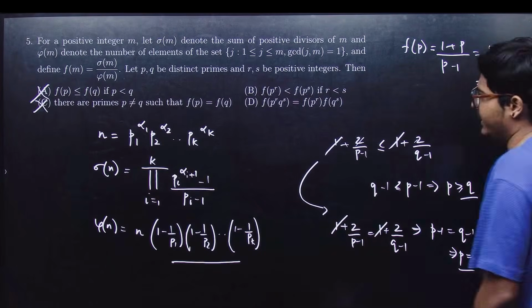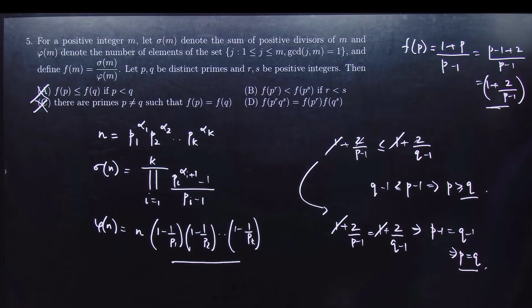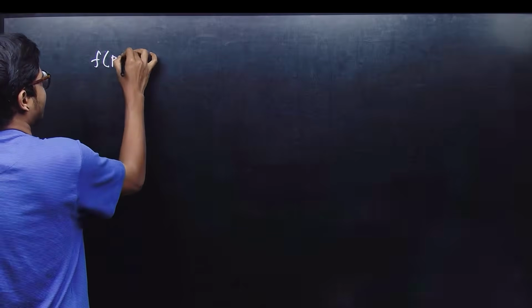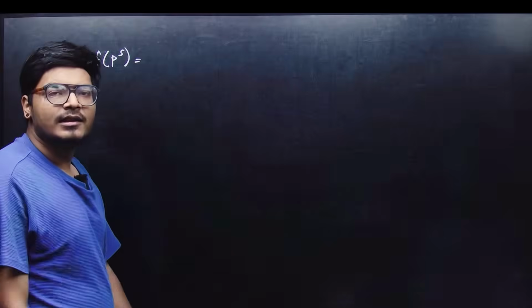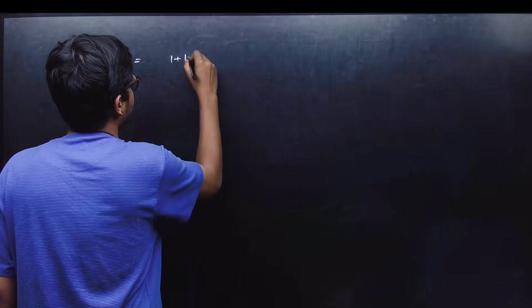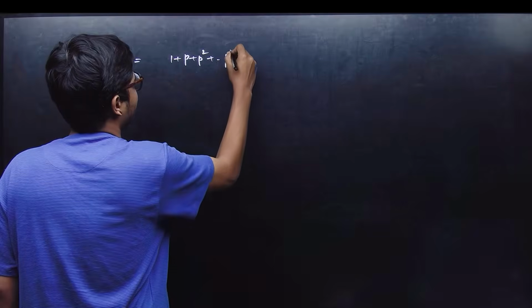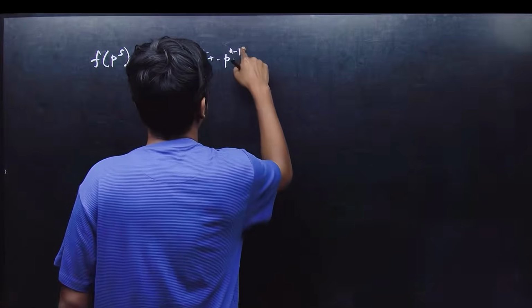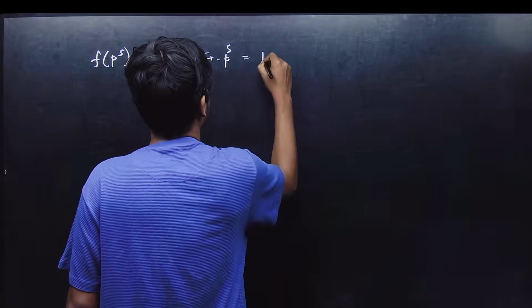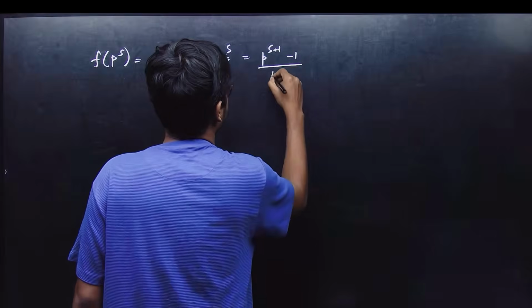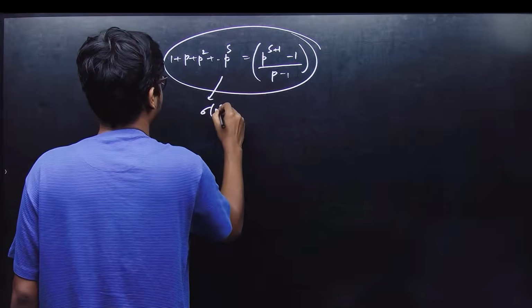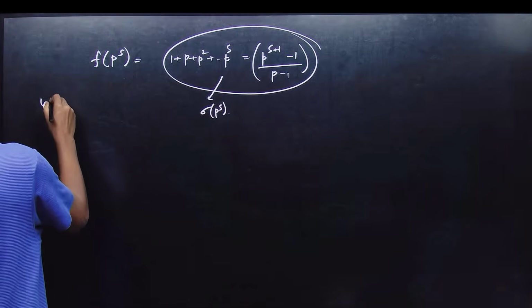Now let's look at options B and D, right? So if I work with a power of a prime, what happens? Let's see that, okay? So if I work with F of some prime to the power something, let's go with p power s. This is going to be sigma of p power s. Now what are the divisors of p to the power s? 1, p, p square, all the way till p to the power s. Again, if you plug this in the formula, you'll get the same thing, right? So that turns out to be p power s plus 1 minus 1 divided by p minus 1. This quantity is sigma of p power s, right? And if I work with phi of p power s, what will I get?